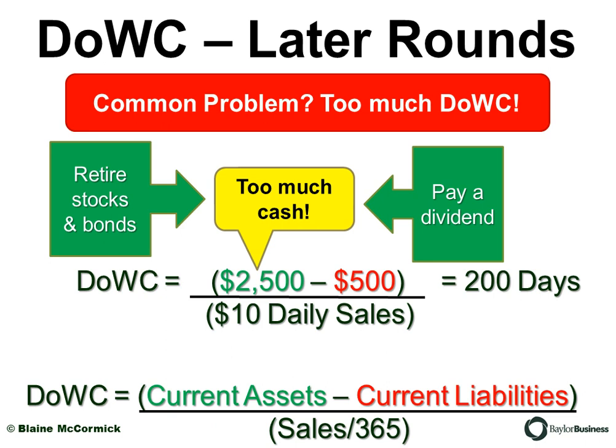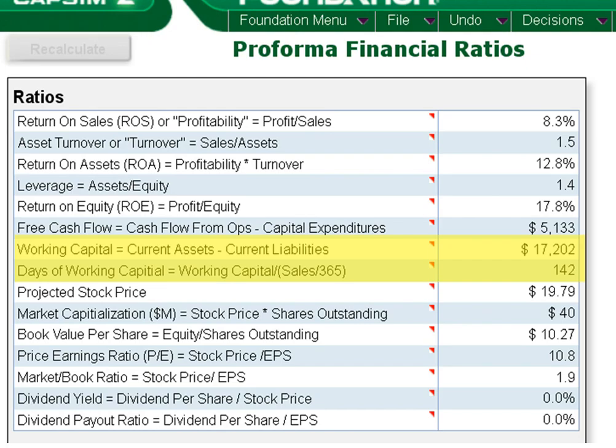If you see too much cash on your balance sheet, which some can't imagine in early rounds, but in later rounds teams really start struggling with this, you can get your days of working capital back in line by doing those two moves. How do you manage this? On your pro forma financial ratios, you've got your pro forma income statement and balance sheet. Go to your pro forma financial ratios. You've got a couple of lines there that help you estimate your working capital and your days of working capital, and just plug in your numbers and take a look.